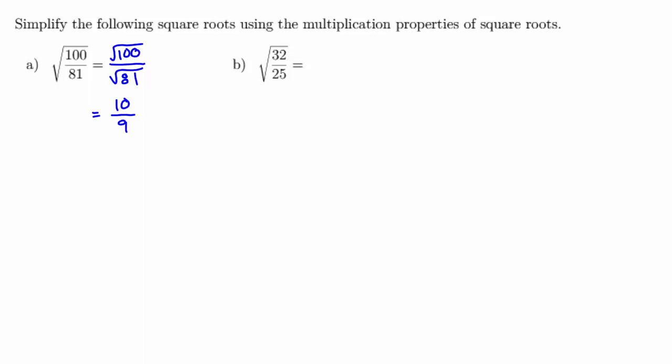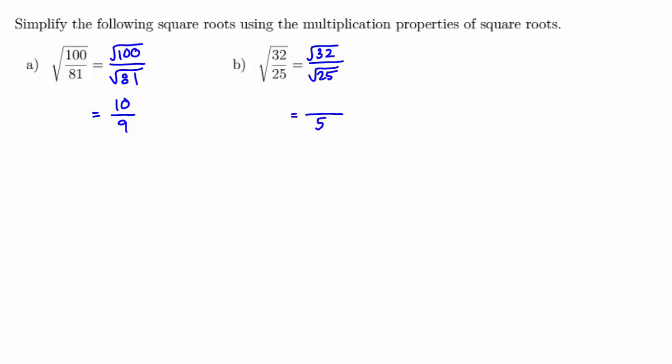The second one is a little less straightforward. We have the square root of the fraction 32 over 25. So we'll use the property that the square root of a fraction is the fraction of the square roots and break this into the square root of 32 divided by the square root of 25. And that denominator, square root of 25, is simply the number 5.